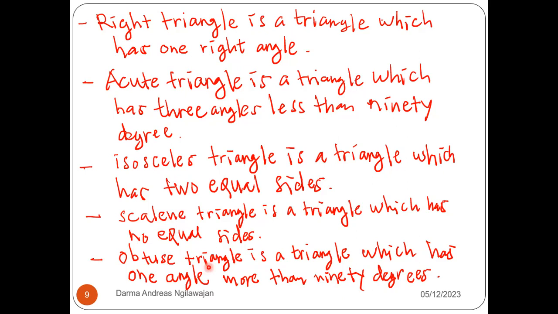Obtuse. Okay. Read it, please. Obtuse triangle is a triangle which has one angle more than 90 degrees.